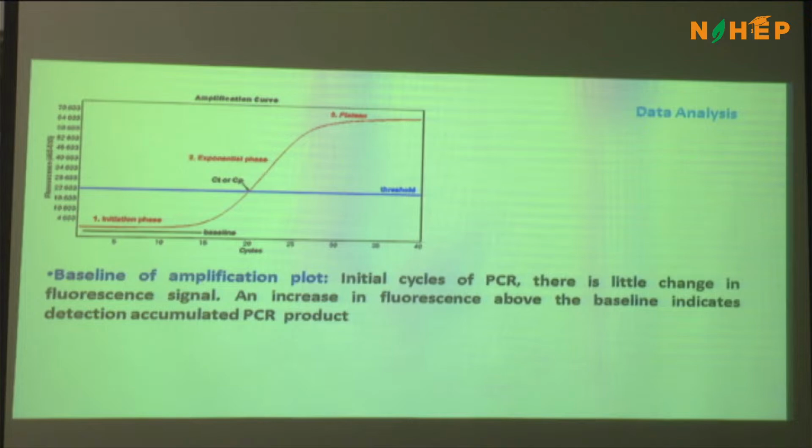This is what I have been telling. There is always a ground level expression, or what is called a basal level expression. The machine cannot read it. The point at which the machine is able to read that is what is called a threshold value. It's popularly called CQ or CT values.